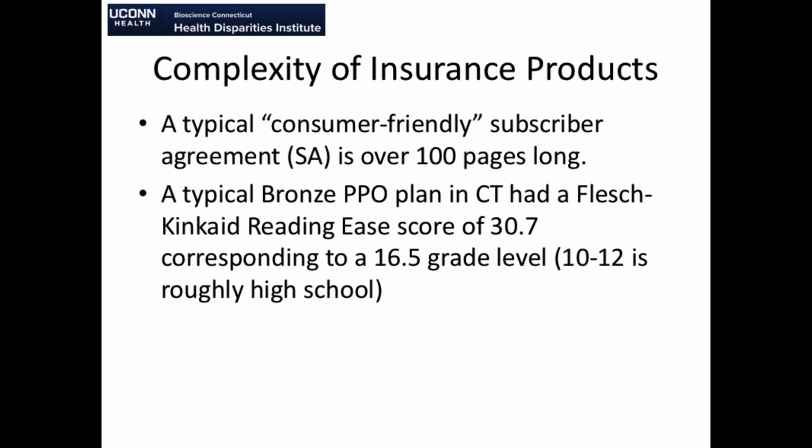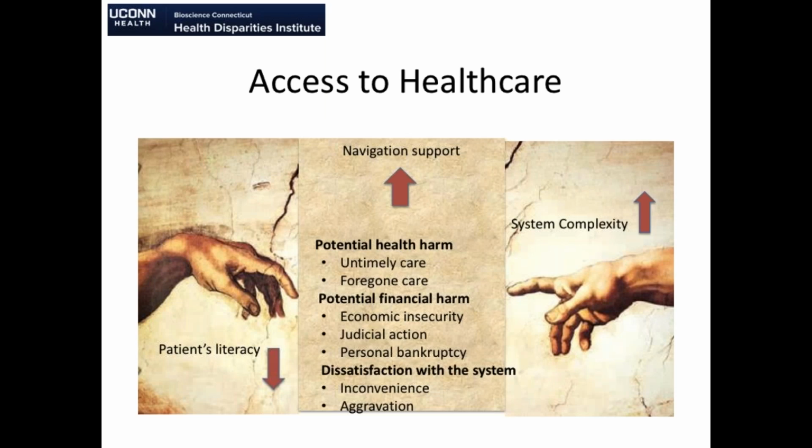So it's a long document, and a typical bronze PPO, Preferred Provider Organization plan in Connecticut, had this reading test called the Flesch-Kincaid Reading Ease score of 37.7, and that corresponds to a grade level of 16.5, and 10 to 12 is roughly high school. So what that means is that unless you have a pretty high level of education, you may not understand everything that is contained in those 100 pages.